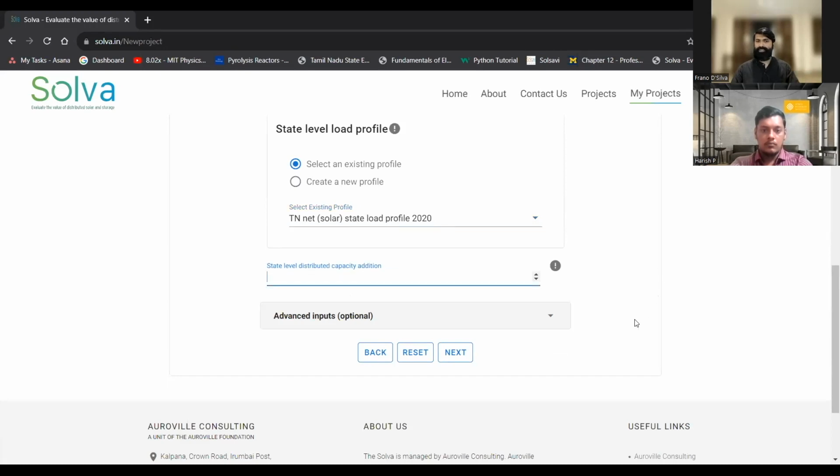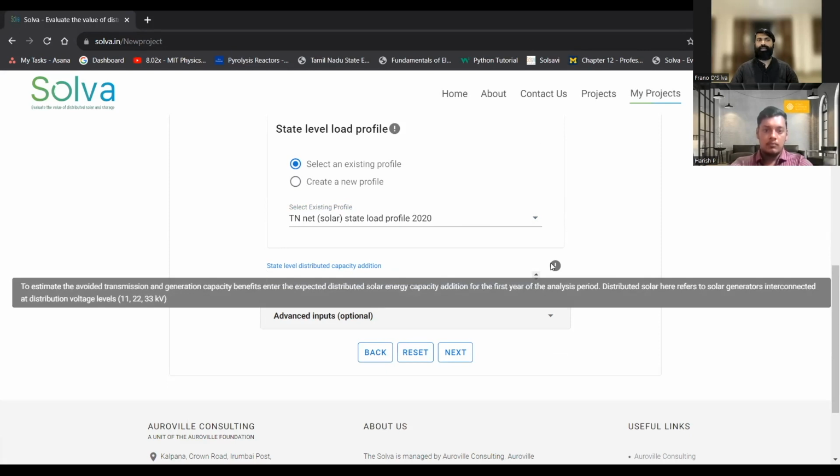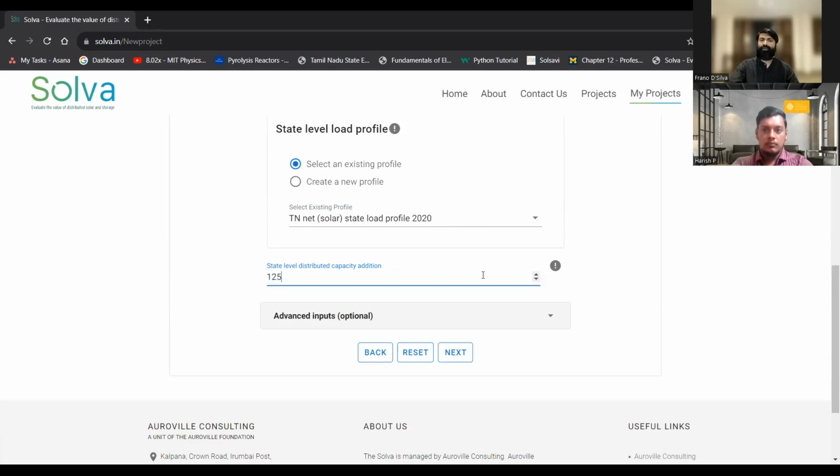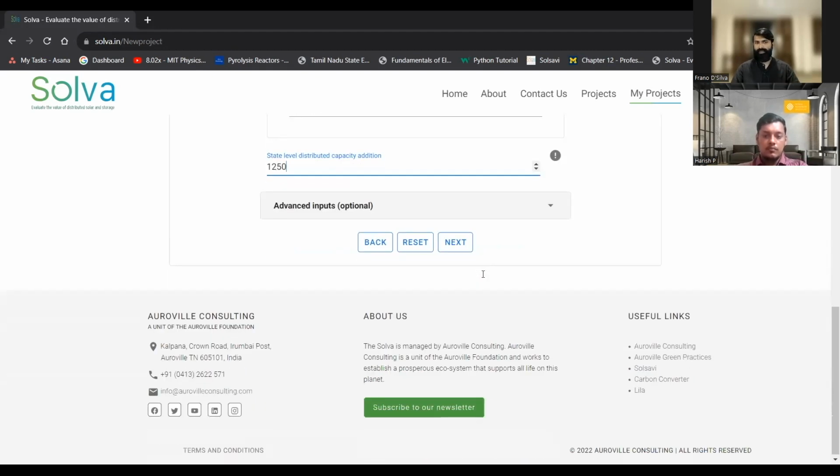Here, the next field to enter is the state load distributed capacity addition. The existing state load distributed capacity addition in megawatts must be entered here. This is to estimate the avoided transmission and generation capacity benefits and helps determine accurate avoided transmission and generation capacity cost. From our research, we know that 1250 megawatt of distributed capacity was added in the year 2020, for which we have data. Hence, I enter that number.